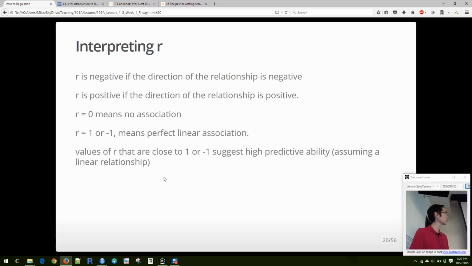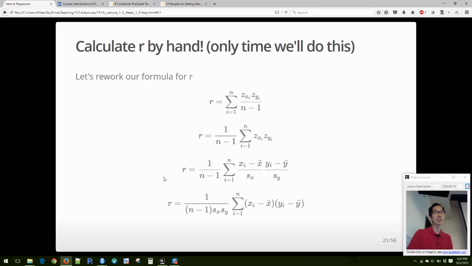Okay, so we're going to calculate R by hand for one very small data set. And I promise this will be the only time we do this, because computers can calculate R, the correlation coefficient, for us very quickly and accurately. But I think there is some merit in seeing it done for a very small data set to see exactly where these things are coming from. So I'm going to rework our formula into a version that's a little bit easier. Whenever you have something inside the sum, you can factor them out if what?